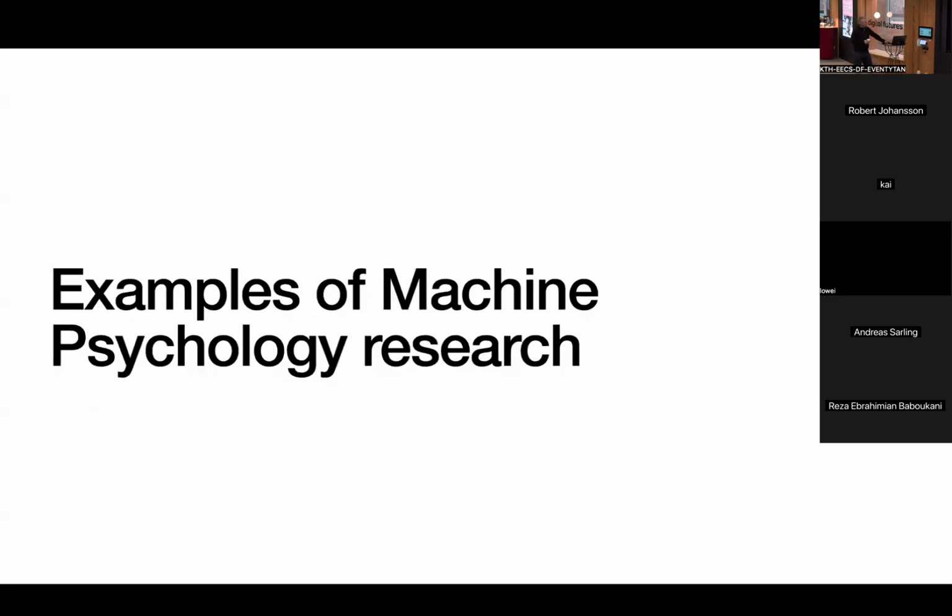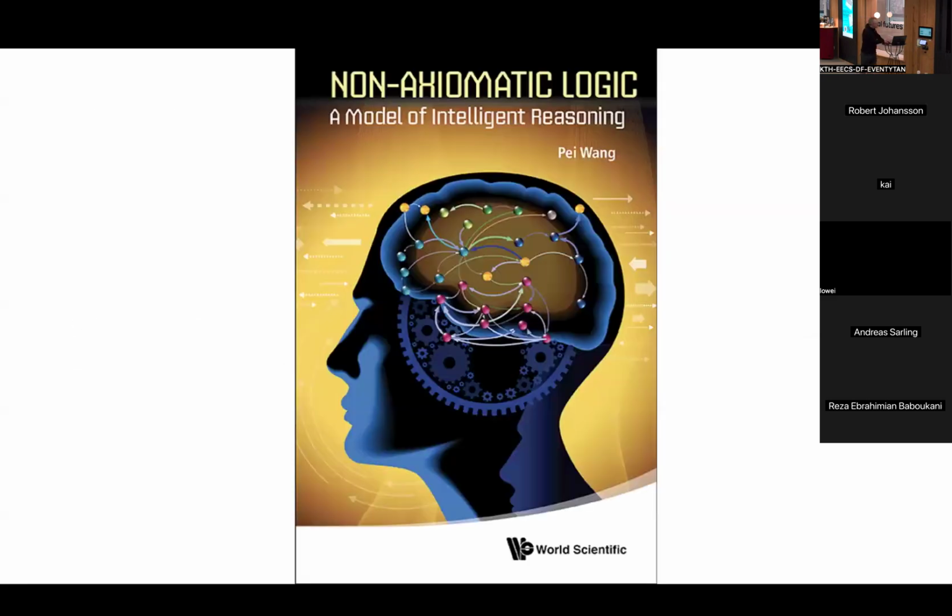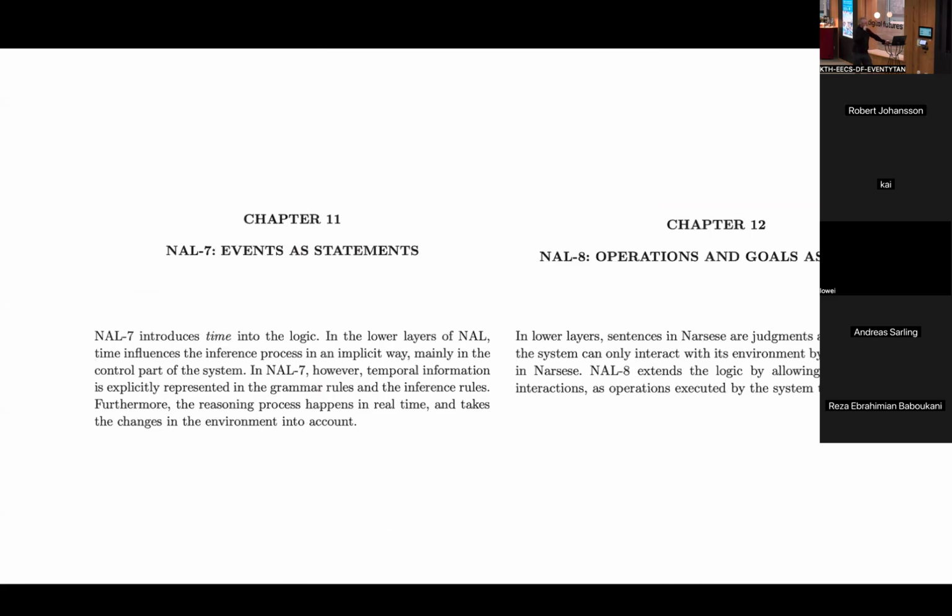So what have we done with this? Some short examples of operant conditioning. And to be perfectly clear, with operant conditioning, there's only two parts of the system that are needed. So reasoning on events and also reasoning on the system's own operations and goals. These are described in Pei Wang's non-axiomatic logic as the 7th and 8th layer.